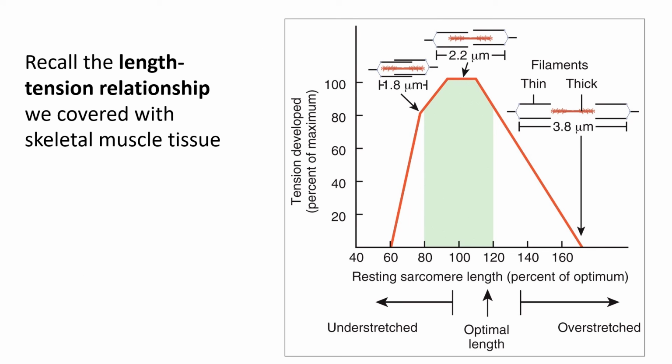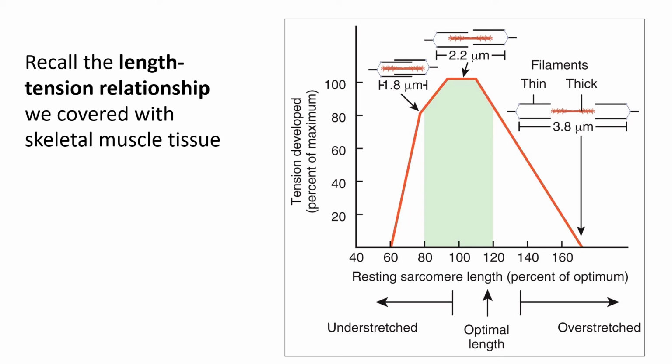We've seen this image before. This depicts the length-tension relationship in skeletal muscle tissue. It looks different in heart muscle tissue, but I wanted to take a moment and review what the length-tension relationship is, what it means, with something that you're more familiar with before showing you what it looks like in the heart. So let me remind you, on the vertical axis, we have tension developed, expressed as a % of maximum.